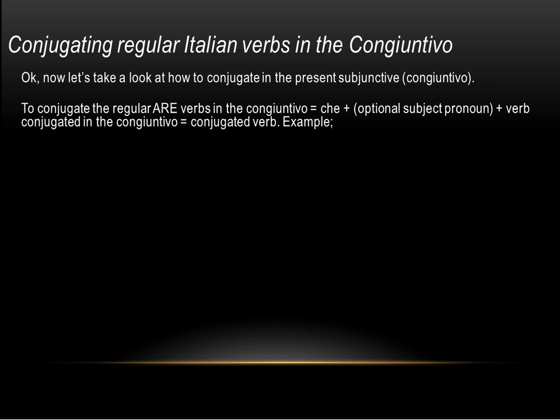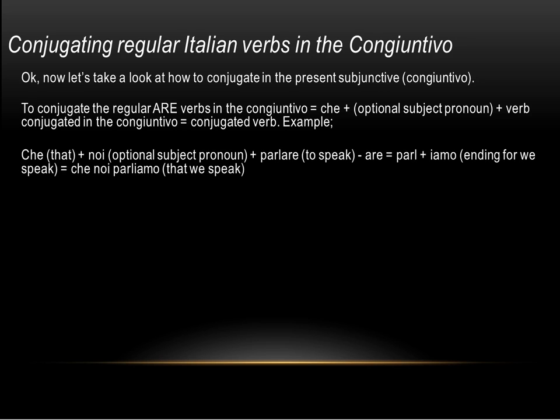So we have che plus the optional subject pronoun plus the verb conjugated in the congiuntivo equals the conjugated verb. Example: che, or that, plus noi, optional subject pronoun, plus parlare, to speak, minus are equals parl, plus iamo, ending for we speak, equals che noi parliamo, that we speak. So parlare conjugated in the congiuntivo presente is che io parli, that I speak.